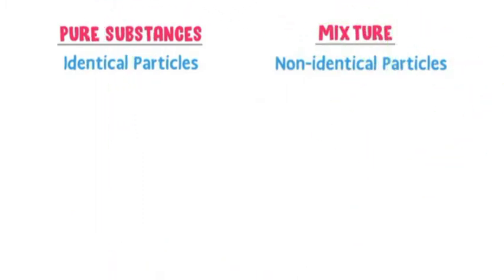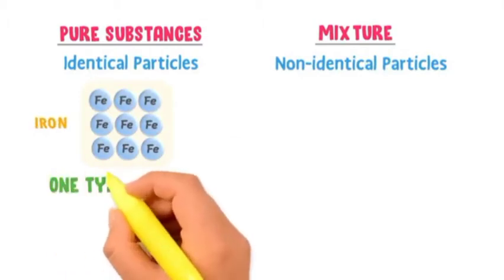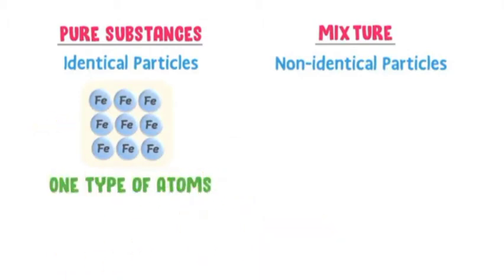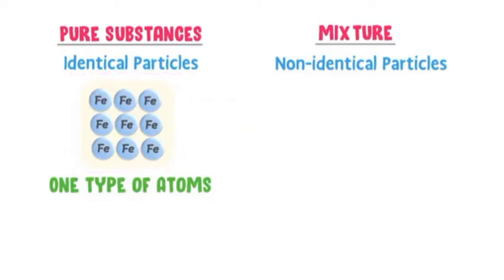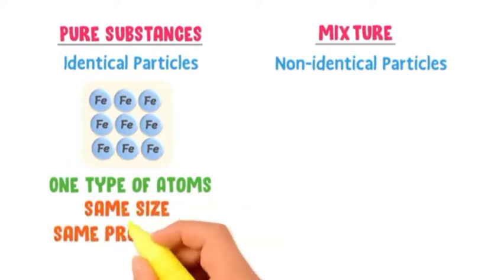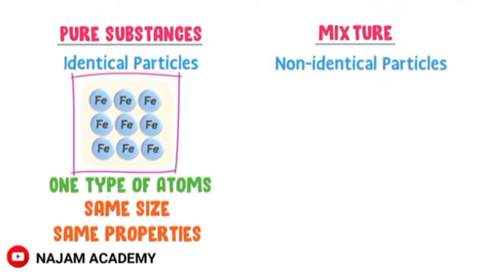For example, consider a pure sheet of iron. It is made up of one type of atoms. I mean that this whole sheet of iron is made up of only one type of atoms and there is no other particle present in it. Hence, all atoms are the same, they have the same sizes, they have the same properties, and all these atoms are chemically combined together to form a pure sheet of iron. Therefore, we say that this sheet is a pure substance.